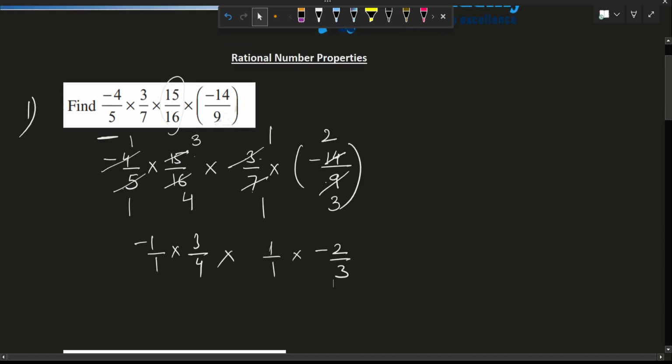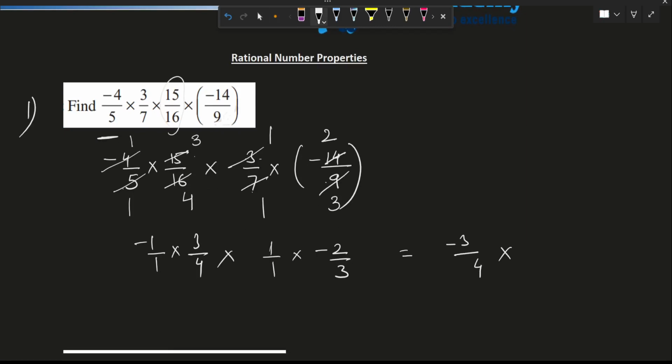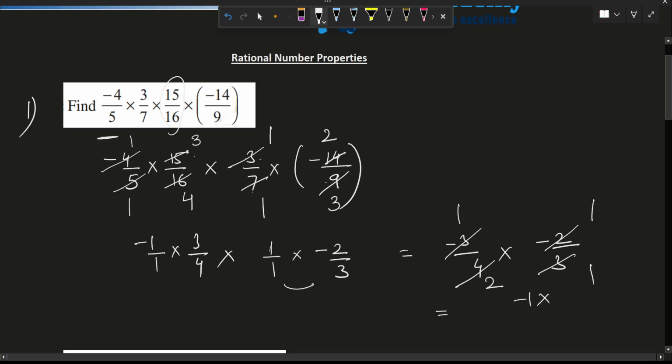Now let's see what we get here. Minus 1 into 3 is minus 3. 1 into 4, 4. In the same way, 1 into minus 2, minus 2. 1 into 3, 3. Again, can I cancel anything? Yes, I can cancel this 3 and 3, both 1 and 1. 4 and 2: 2 ones are 2, 2 twos are 4. So you're left with minus 1 into minus 1 by 2 into 1. So what is left over here? It's only 1 by 2.